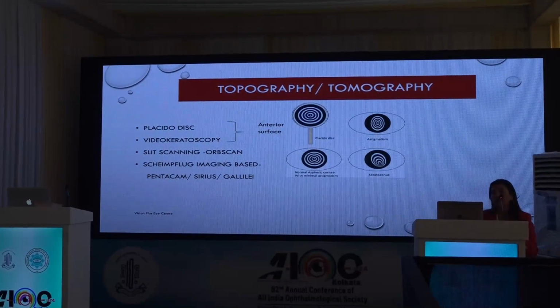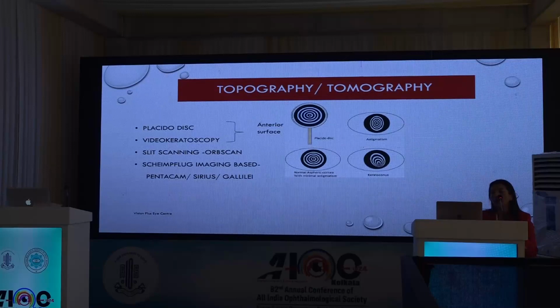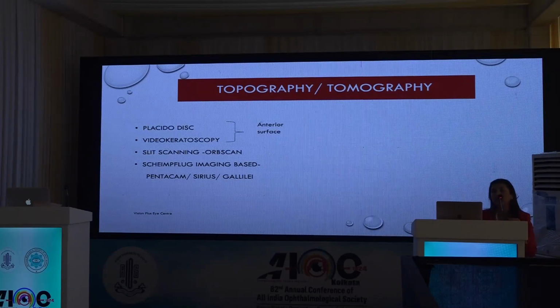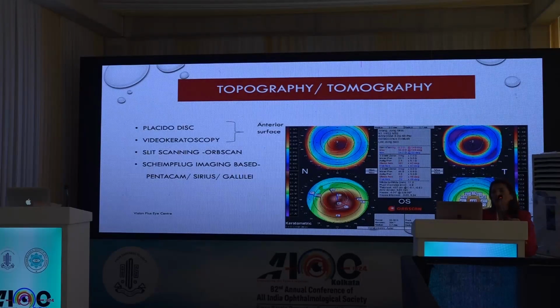We know about the Placido disc, the video keratoscopy, but it has stood the test of time. It's been there since the 19th century. But we know it images only the anterior surface, and we know that keratoconus actually starts from the posterior surface. So the slit scanning, which came out with the OrbScan, was the first instrument that was able to measure the posterior surface. Now, of course, we have the Scheimpflug imaging systems, various modalities. I'm more familiar with the Pentacam, and that's what I'll be talking about.